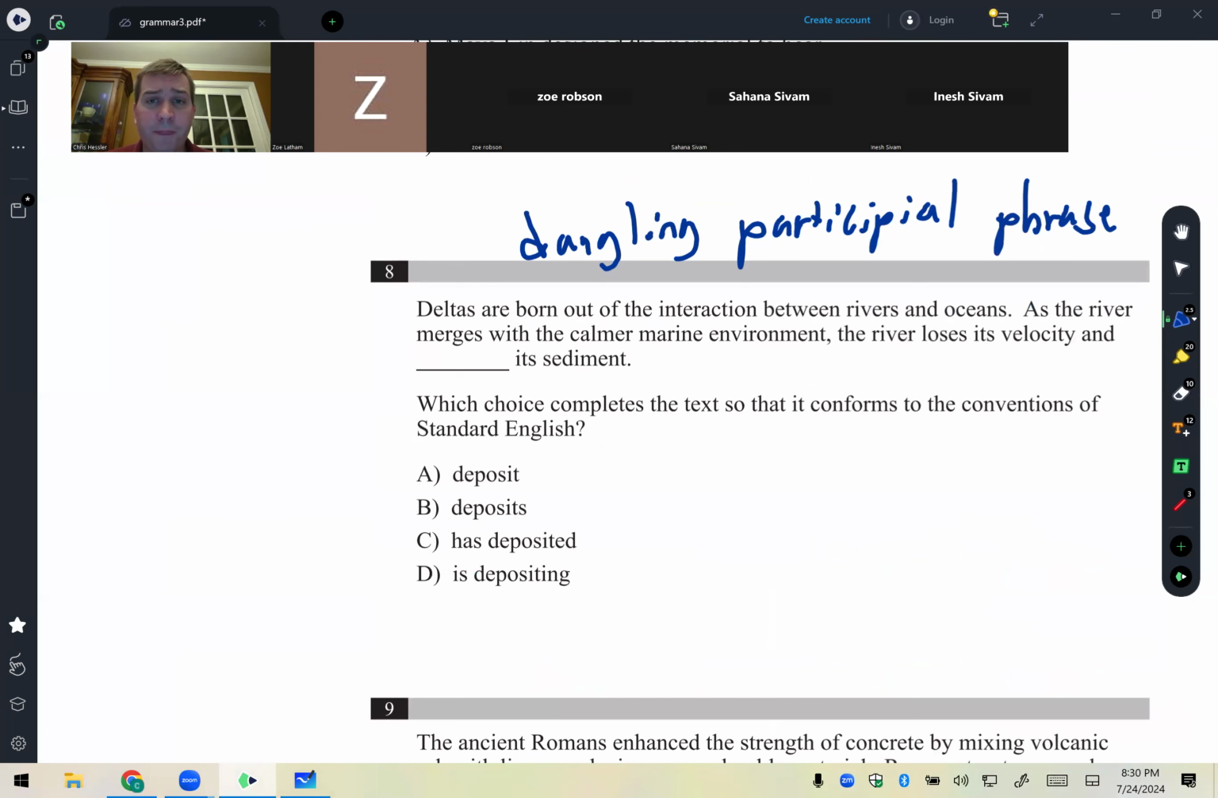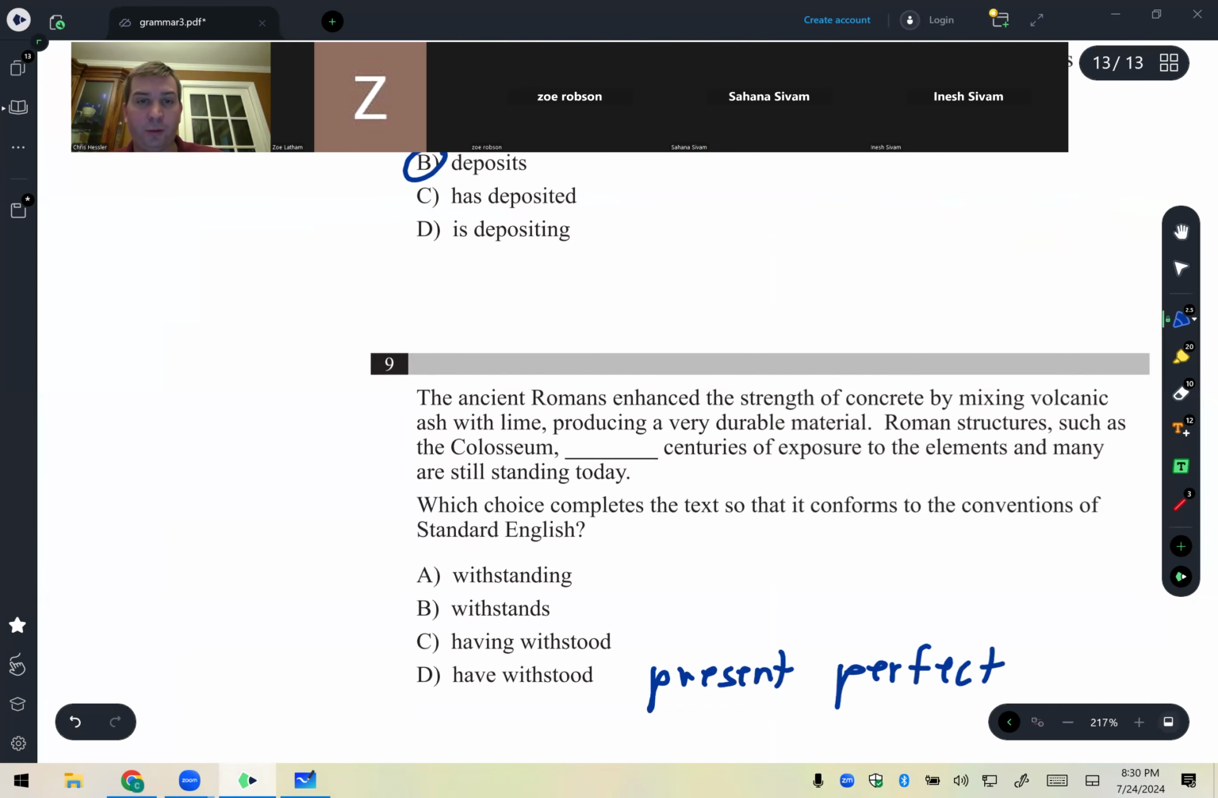On to number 8, deltas are born out of the interaction between rivers and oceans. As the river merges with the calmer marine environment, the river loses its velocity and deposits its sediment. And then here's our final one.